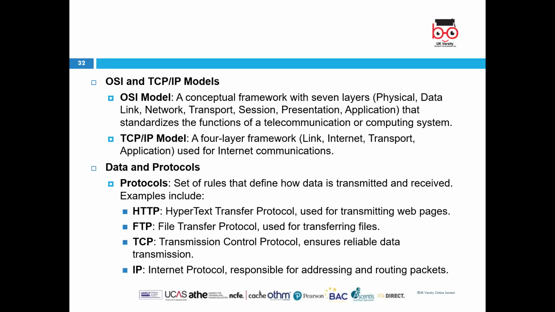Transmission control protocol, on the other side, is going to ensure that we have reliable data transmission. And internet protocol, which is simply our IP address, is an ID, an address for routing packets.